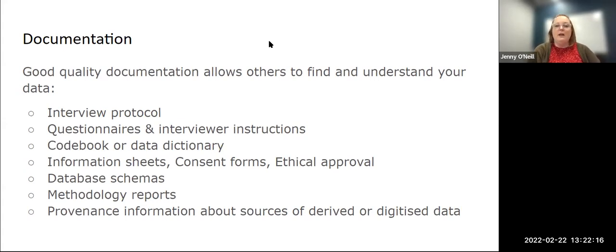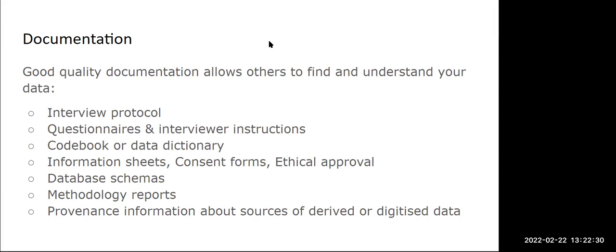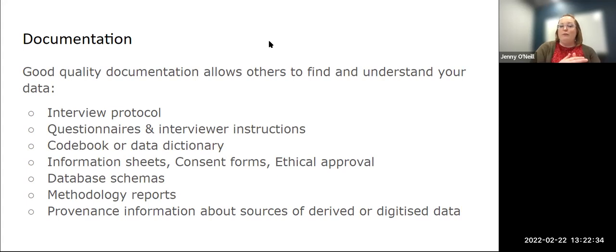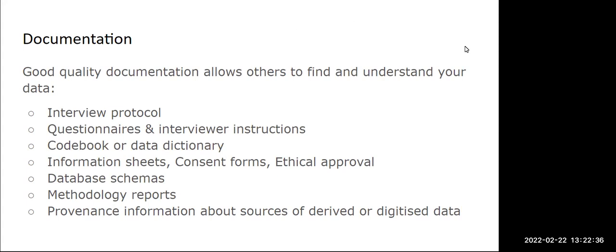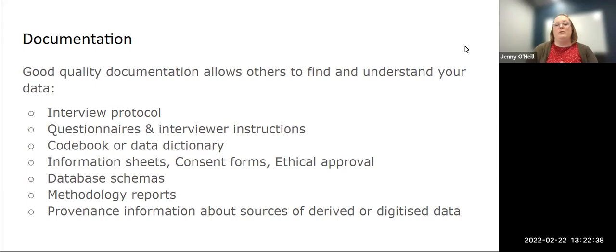If you're working with human participants, keep a copy of your information sheet, obviously a blank consent form, you wouldn't make the signed consent forms available, and ethical approval that you've also gotten. And this can be quite useful for people who are looking to potentially reuse your data, so that they understand what consents were put in place at the very beginning.